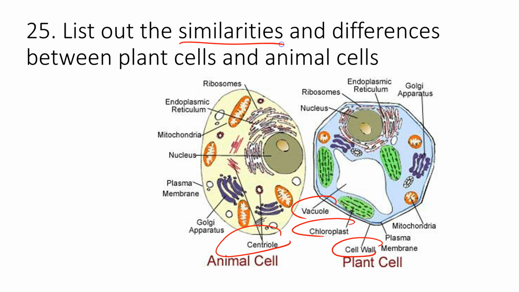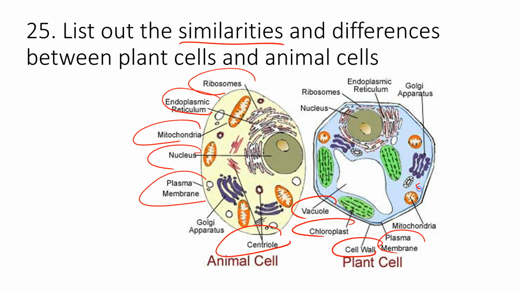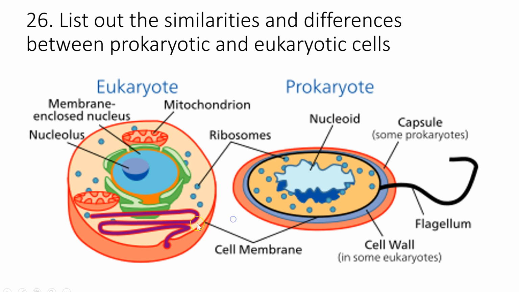You also need to know the similarities, right? They all are eukaryotic cells, so they all have membrane-bound organelles such as endoplasmic reticulum, ribosome, mitochondria, and nucleus. They are all cells, so they also have plasma membrane and cytoplasm. Where's the cytoplasm? It's not labeled. So the liquid between membrane and organelle is cytoplasm. You also need to know all the functions for each one of them.